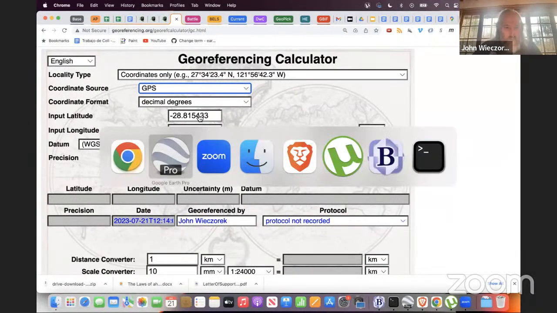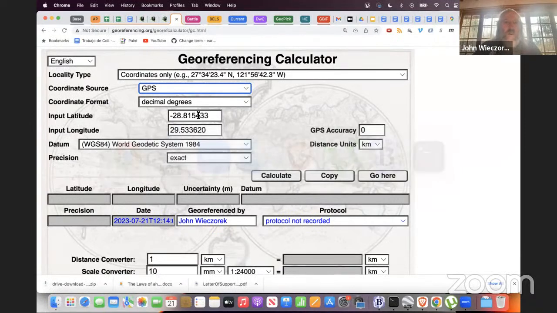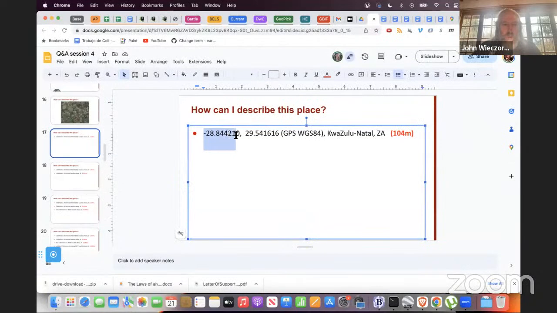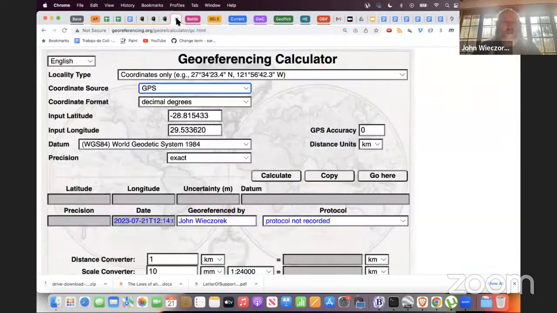Let me make sure that I'm using the same coordinates. I'll copy and paste them just to be sure. Copy all of that at once, go back to the calculator, paste all of it together, and then put the longitude where it belongs. Okay, and I choose WGS 84 as a datum. The precision of my coordinates is exact. Now we get to GPS accuracy.